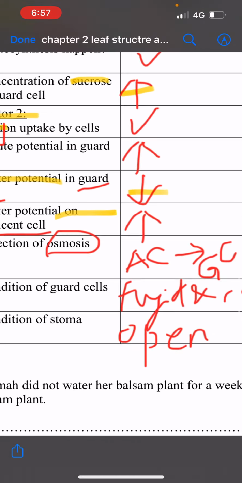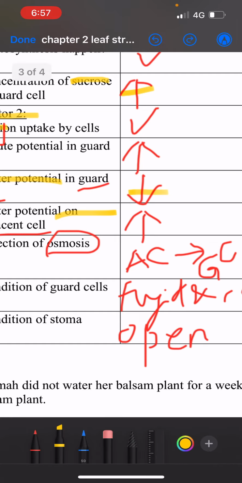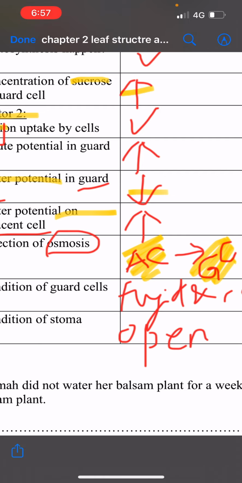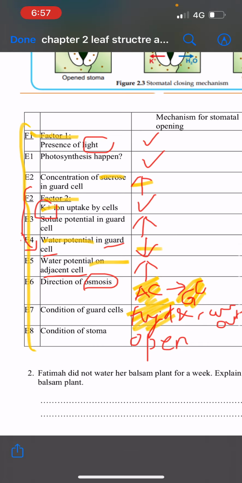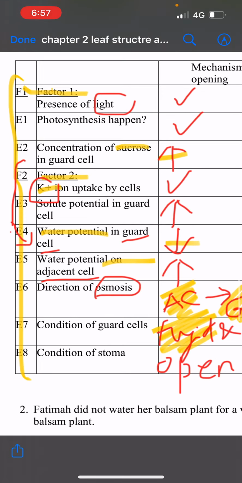Water, direction of water, so this is true lah, from adjacent cell, okay, dia masuk dekat gut cell sekali lagi. So even more water diffuse through osmosis. Okay, so the cell become more turgid right now. Okay, dan dia curve upward lah, dan stoma open. Okay, so right now kita dah habis bincang 8 ayat, okay, to explain the mechanism of stomatal opening.